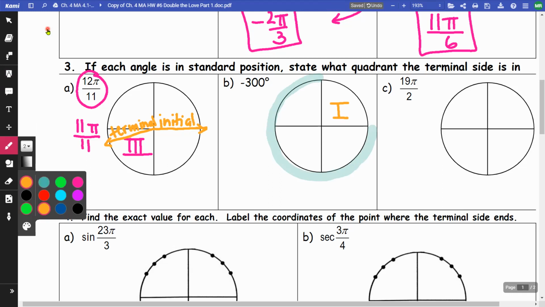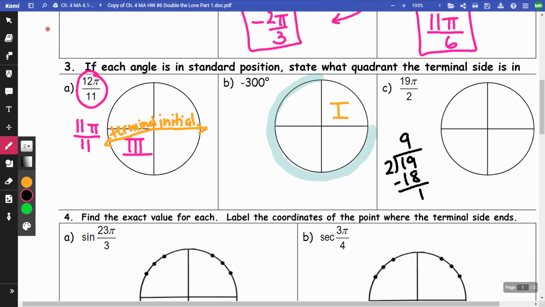For 19 pi halves, what I would do is figure out how many whole pies. So 2 goes into 19 9 times, which is 18 with 1 left over. So 9 pi halves. All of my odd pies are going to be here. And then I'm going to be going 1 pi half beyond, which is going to put me here. So for this one, I'm not going to say a quadrant. I'm going to say that I'm going to end up on the negative y-axis. You want to tell me which axis, but you also want to tell me if it's the positive or the negative.